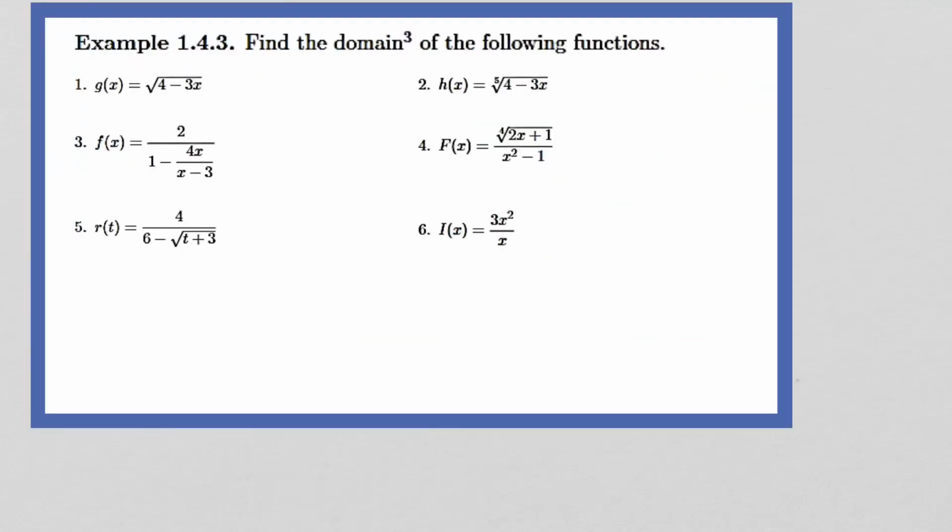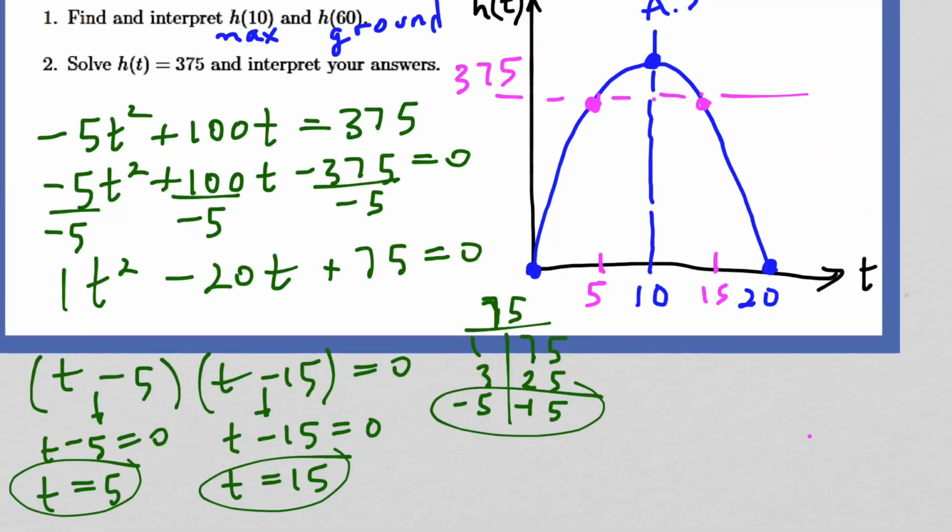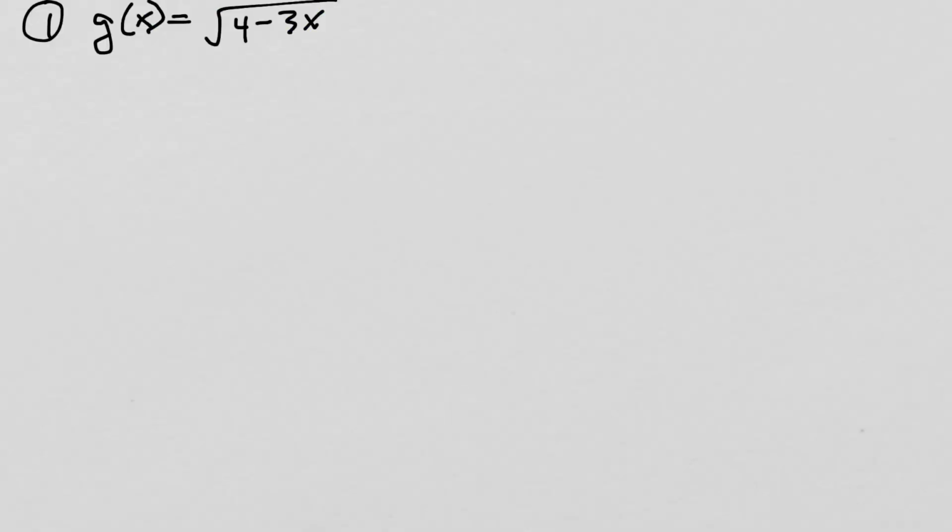So now we're going to talk about whether or not we need to restrict what x values belong in our domain. Each of these 6 examples has something specific that we're going to need to look for. So let's take it to a slide that has more room. Okay, so this g of x equals root 4 minus 3x is an even root.